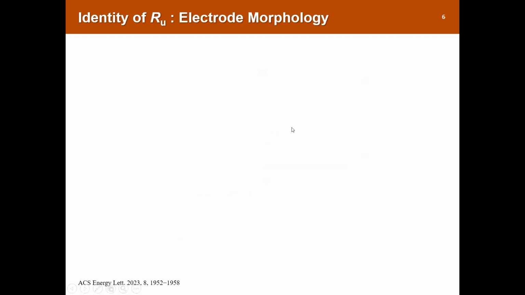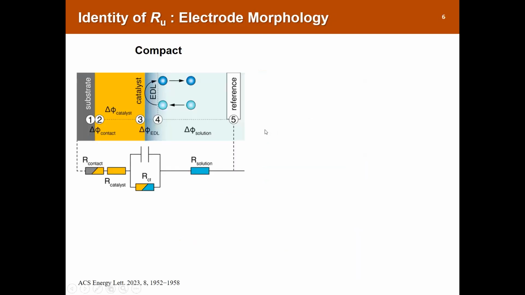Okay, so let me move on quickly. Also, depending on the electrode morphology, the identity of RU can change. So this is just a scheme for the compact electrode. We have the substrate and the compact catalyst layer. So when we measure the RU, we have the contact resistance, electron transfer resistance through the catalyst, and solution resistance. So RU is the same as the sum of these three resistances.